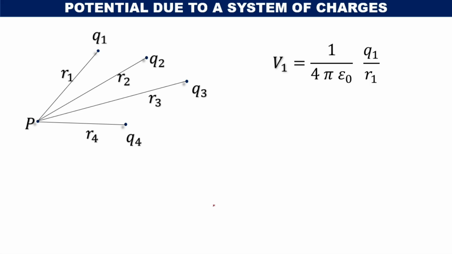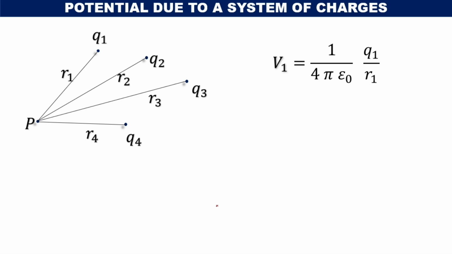First, let us consider the potential at P due to each charge. When we consider electric potential at point P due to the charge Q1 alone, assuming that other charges are not present, then we know that V1 is equal to 1/4 pi epsilon naught Q1 by R1, where Q1 is the magnitude of the charge and R1 is the distance of the point from the given charge Q1.